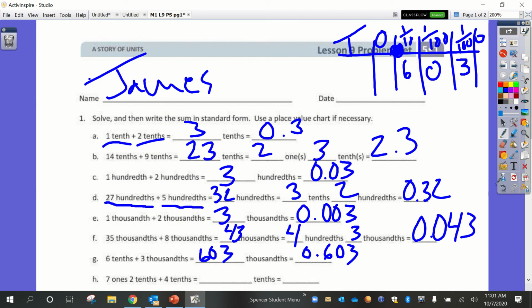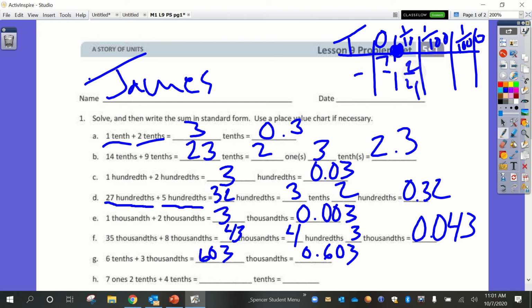That one's a little bit more challenging. The next one is also going to be like this. So let's do that one together as well. Let me erase my little place value chart. Perfect. 7 ones, so 7 in the ones place. 2/10 plus 4/10.